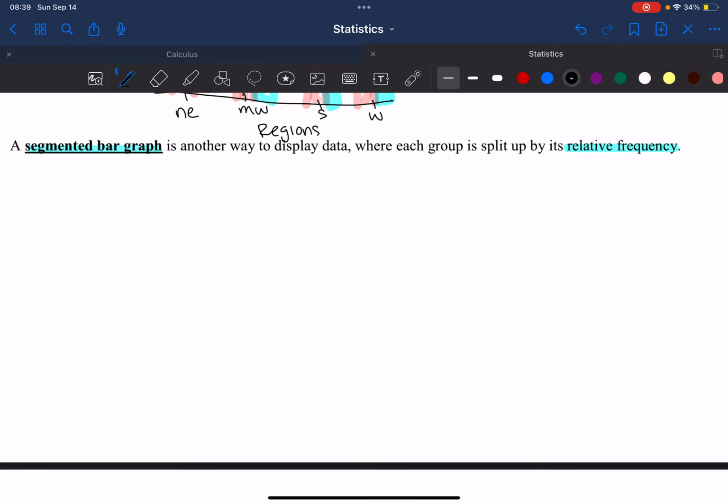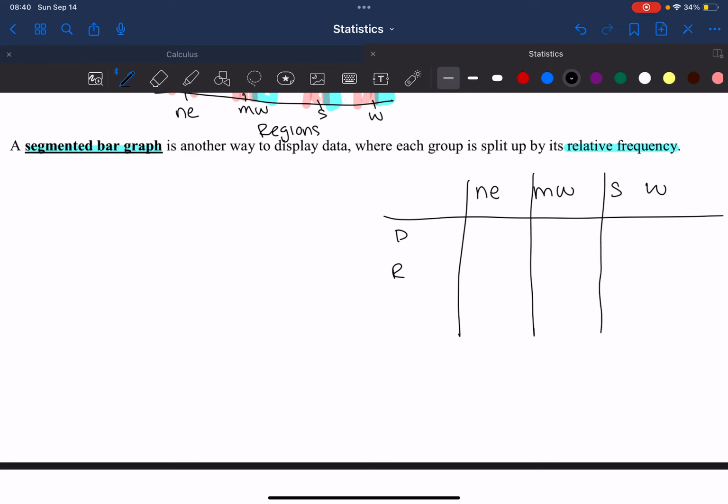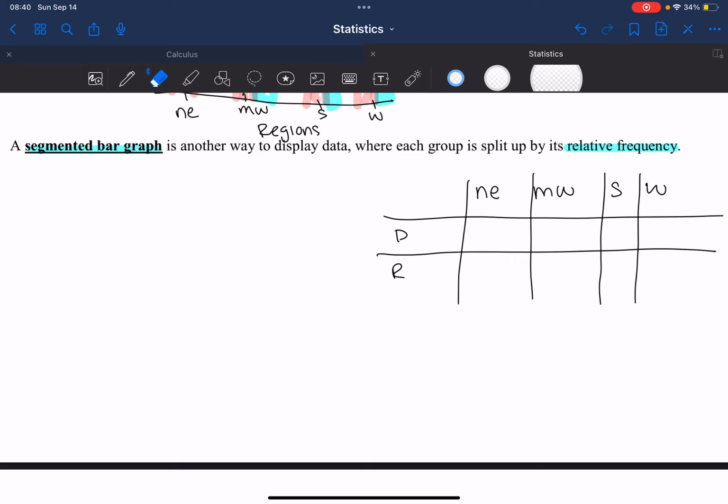So before we create our graph, we're going to create a table off to the side. I'm going to have Northeast, Midwest, South, and West, and then Democrat and Republican. Just create a table separating each of these. And then I'm going to look at how often each of the political parties happened with the total frequency of each of the regions.